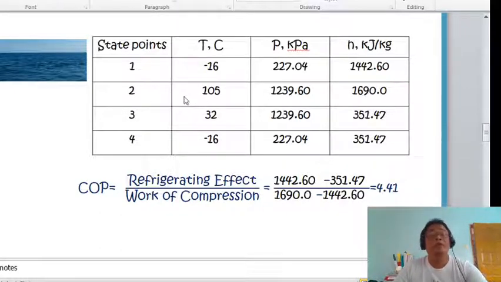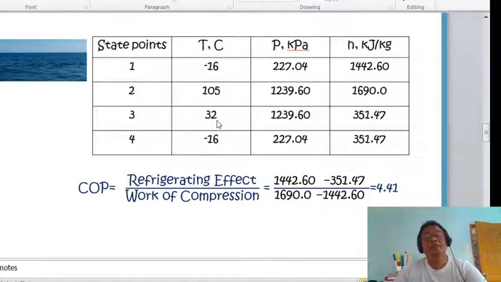So, the temperature is equal to 105 degrees. And then the pressure is 1,239.6. So the enthalpy is 1,690 kilojoules per kilogram. And then the enthalpy of the liquid at 32 degrees.